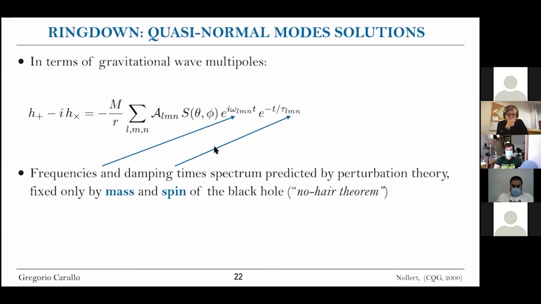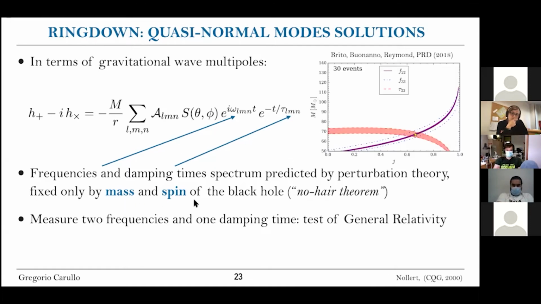The key point here is that the frequencies and the damping times of the spectrum can be predicted by perturbation theory, and they are fixed only by two parameters, which are the mass and the spin of the black hole. This is a consequence of the famous no-hair theorem, which tells you that the black hole is characterized only by these two parameters. So you have a theoretically infinite number of parameters, the frequencies and the damping times, which you can extract from the data. But then they are fixed only by two parameters.